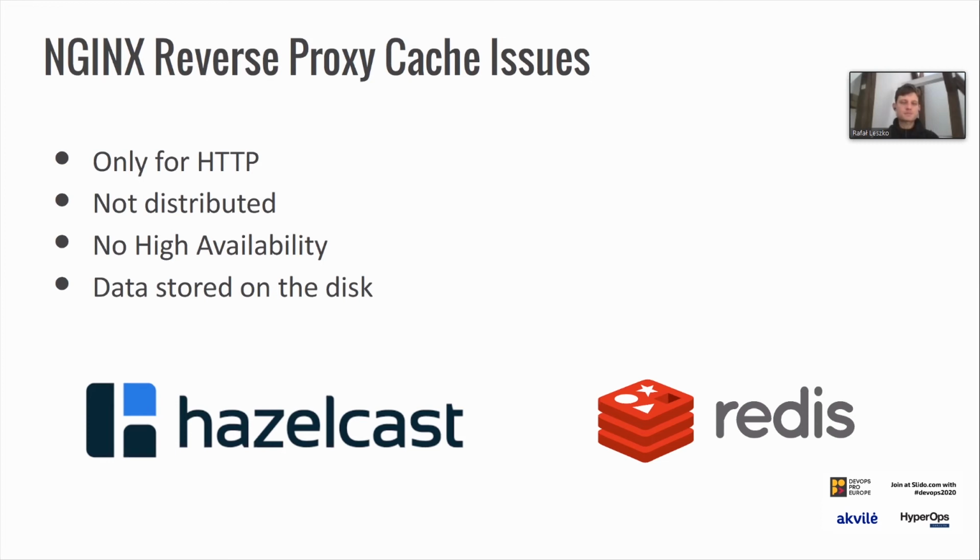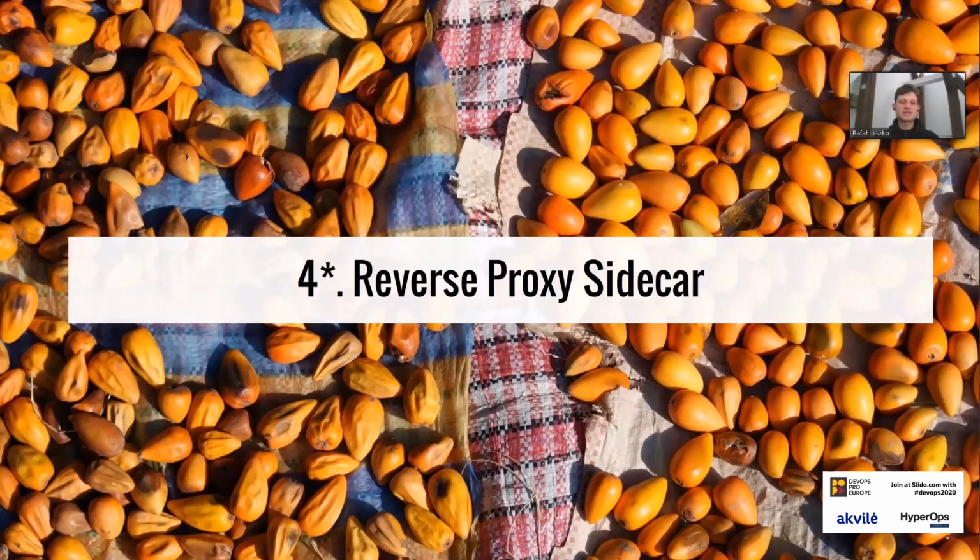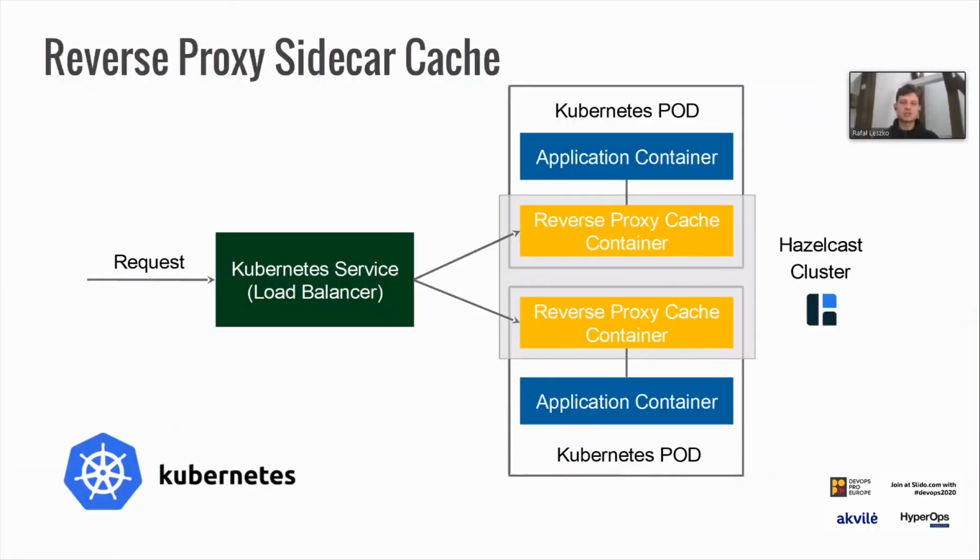Now, I really like the idea of reverse proxy because we don't have to change our application to introduce caching. So now we can even go one step higher and see the last variant of the caching pattern, which is combining sidecar and reverse proxy. So we'll use reverse proxy, but at the application level.